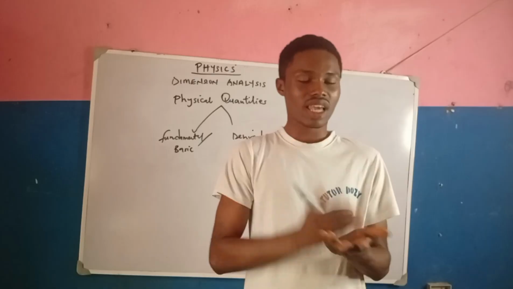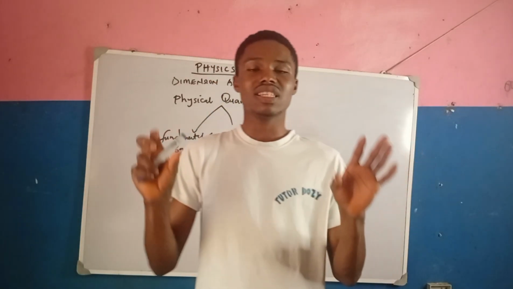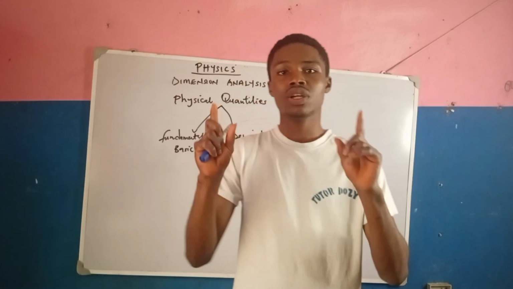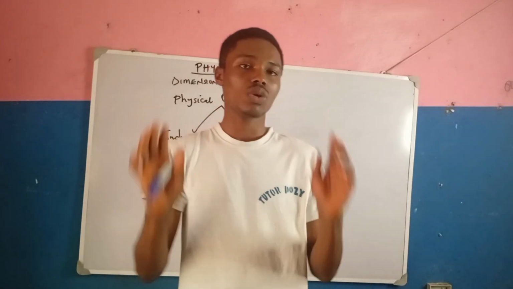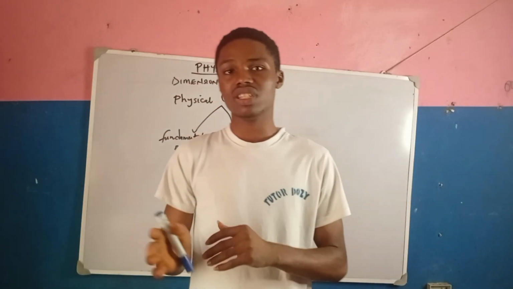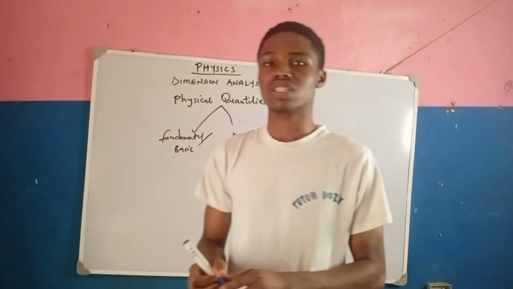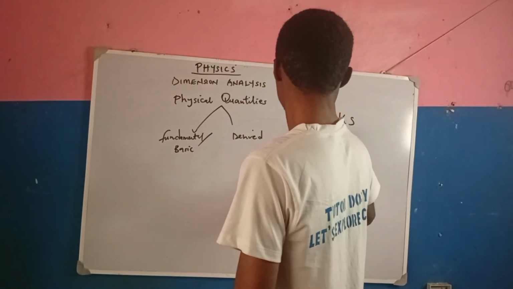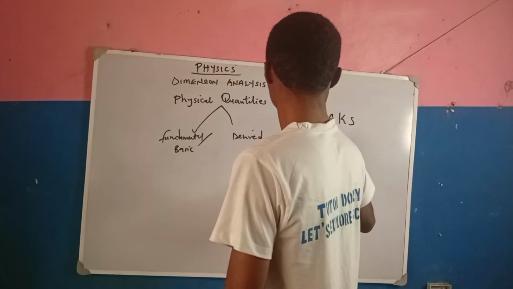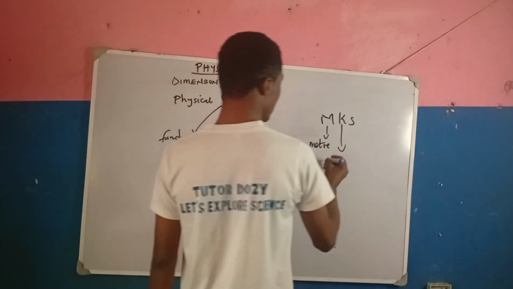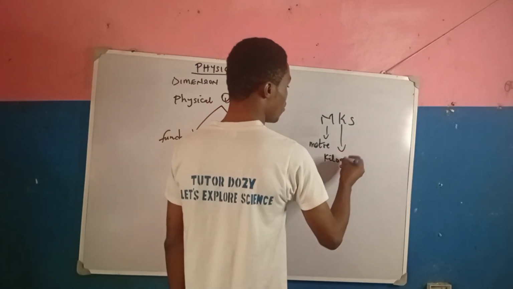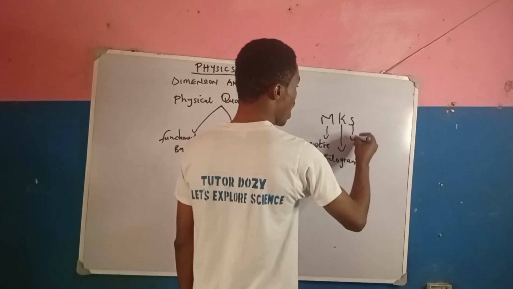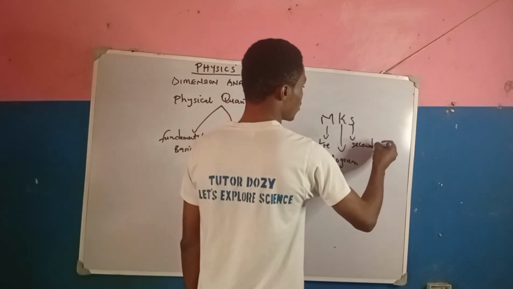The KMS, or you can call it the MKS, is the System International Unit. It is the one used globally. The SI unit is the System International Unit. The MKS, where this represents meter, this one represents kilogram, and here we have seconds.